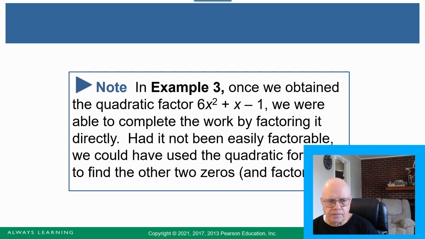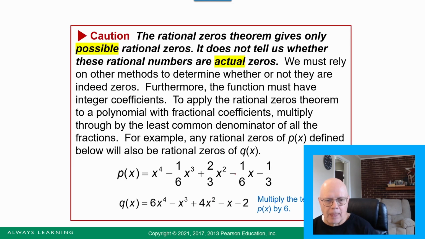Next, notice you could complete the work by factoring it directly. If it's not easily factorable, you could use the quadratic formula, as I mentioned, and that gives you the other two zeros without factoring. Now, this rational zero theorem only gives us possible rational zeros. Not all of those possible ones are zeros, only some of them, and you have to check them out using synthetic division.